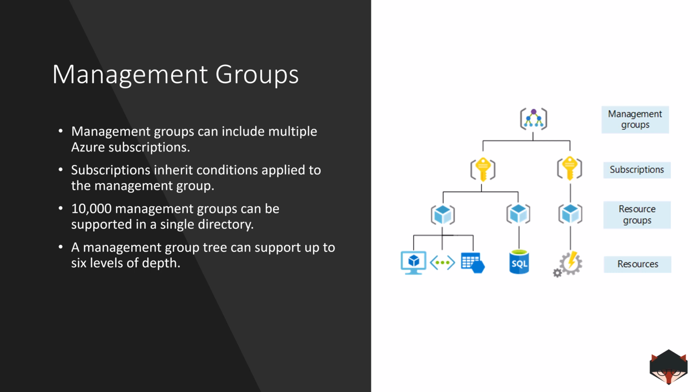Important facts about management groups: 10,000 management groups can be supported in a single directory. A management group tree can support up to six levels of depth. This limit doesn't include the root level or the subscription level. Each management group and subscription can only have one parent.